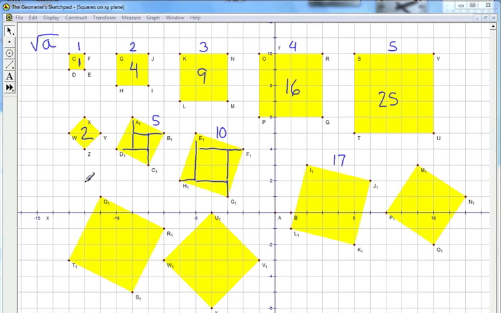So, in the same way that we were looking over here, there should be a number that's this length right here, that when you multiply it by itself, the answer is 2. There is a number, in this case this length, that when you multiply it by itself, the answer is 5, and so on. So we're going to try to find these numbers.